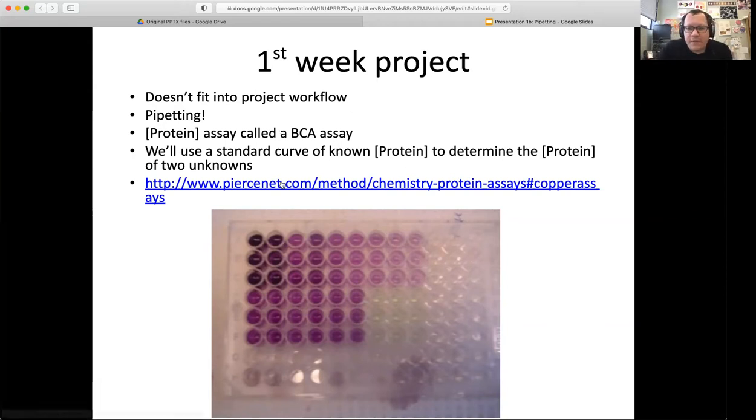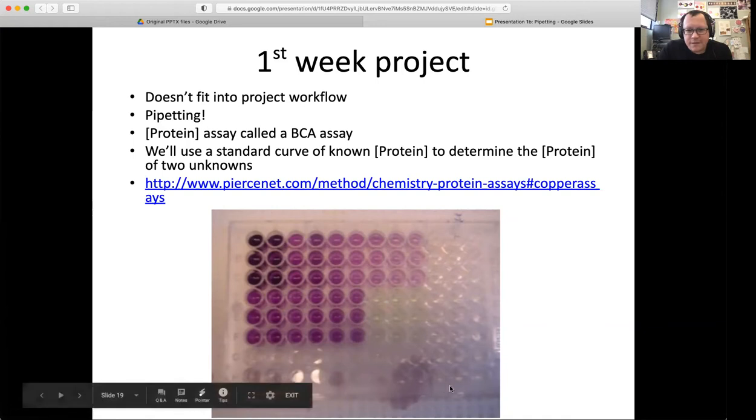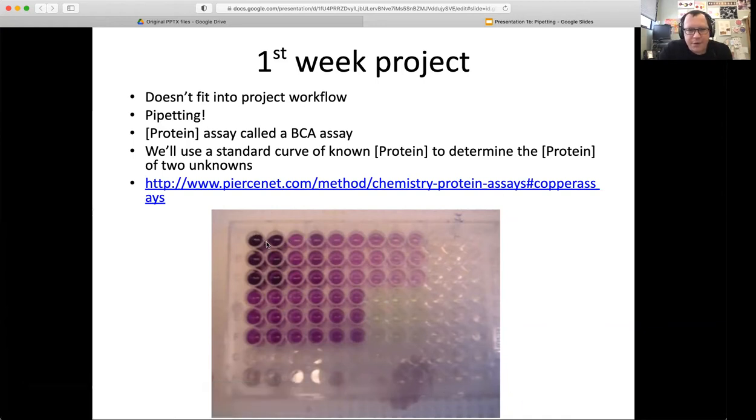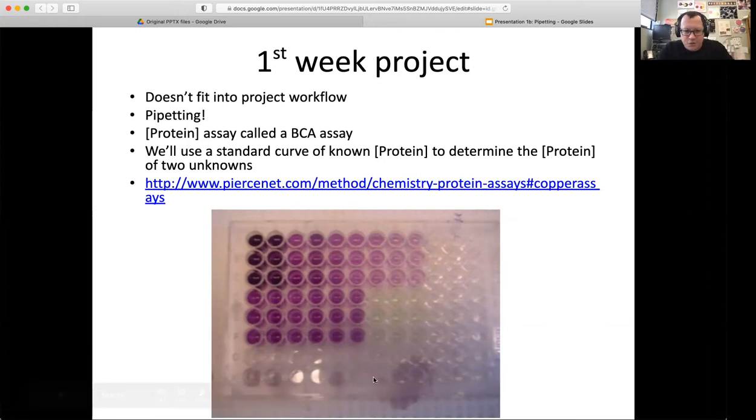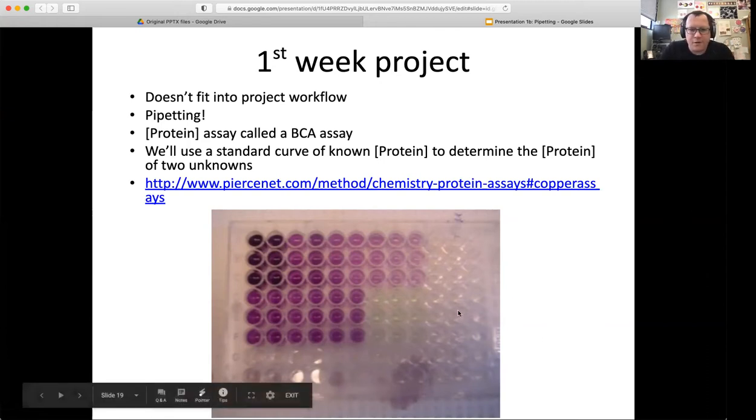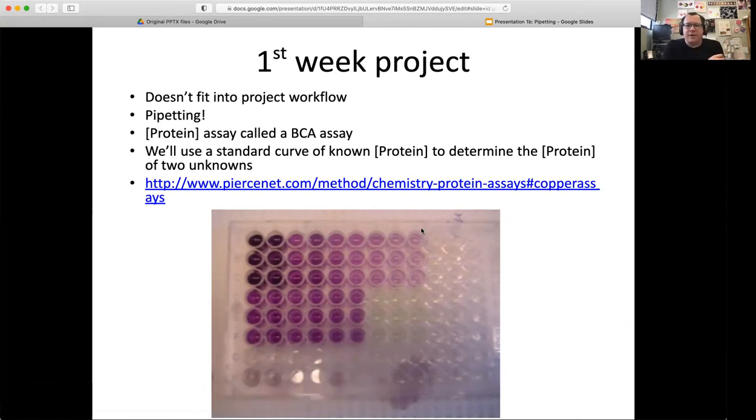So the main thing that we do here, and this little picture that you see is an example of the assay when we're done. This is a 96 well plate. Basically, it's like a lot of microcentrifuge tubes all crammed together into one plate. And so we're going to do something called a BCA assay. And it's a type of protein concentration assay.